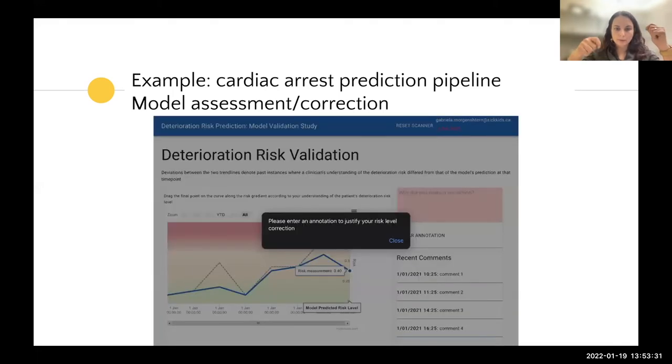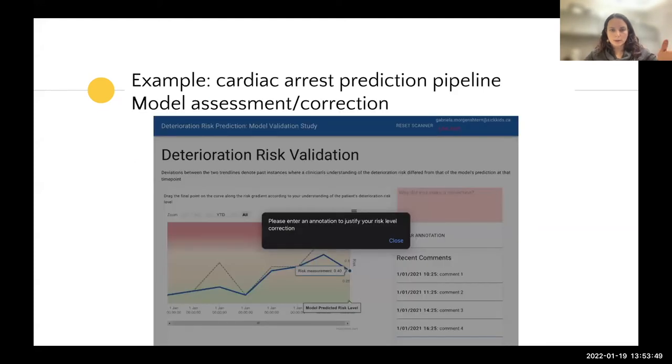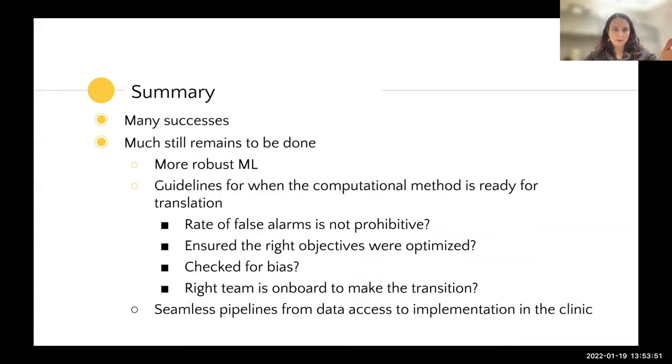And then if the risk has been dragged and modified from what the model has predicted, we ask them to say a few words to justify why the risk level was adjusted. So this system has been developed. We are testing it in a simulated environment so far, and we're expecting it to run in a sort of trial fashion in March.